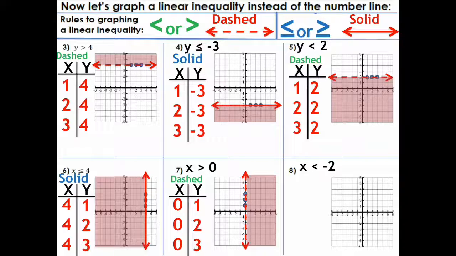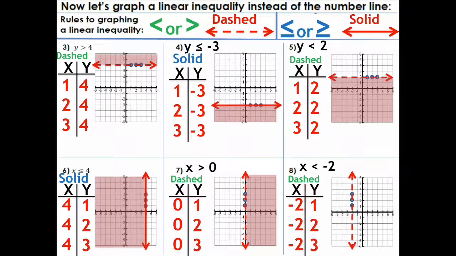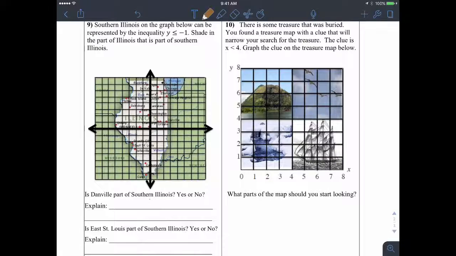All right, now for this one, we have a dashed line. Our XY chart has repeating x's, so it's -2 for the x's. The y's can be anything you want, so I'm going to put 1, 2, 3. And then we're going to have (-2, 1), (-2, 2), (-2, 3). This is another vertical line, another vertical dashed line to be more specific. And since it says x is less than -2, we're going to go towards the left because the left side is less than, okay? Alright guys, now for the word problems.